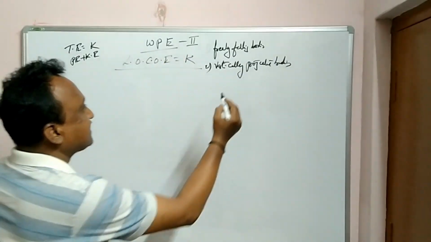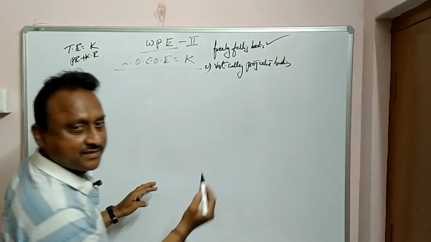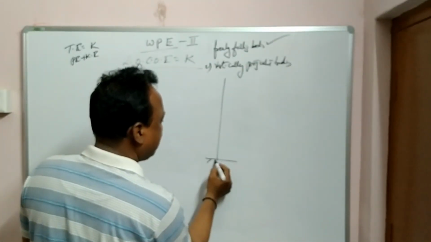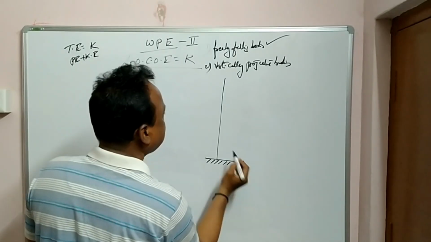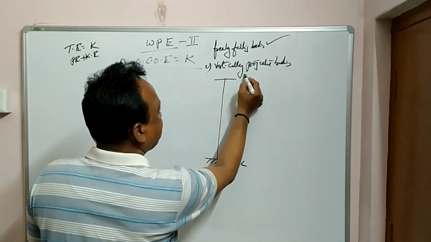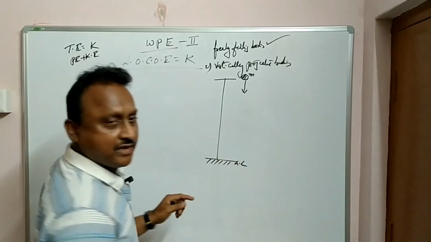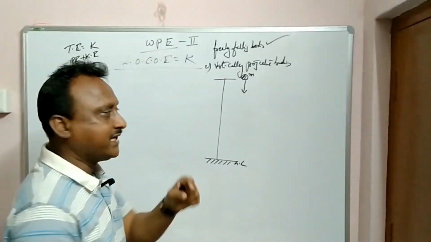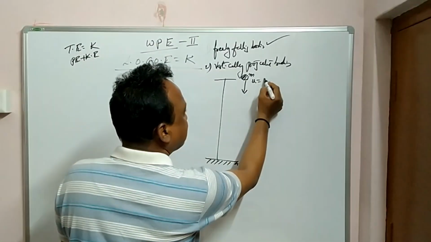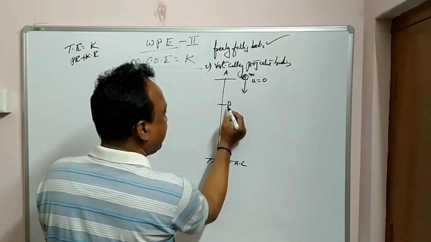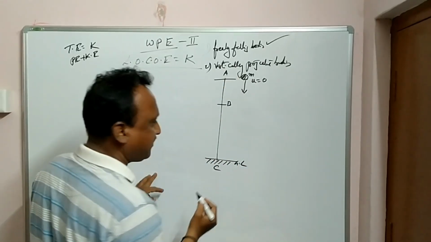So firstly we will discuss about freely falling bodies. In freely falling bodies, observe here, I'll draw a small figure. So let this be ground and let the body having mass m be falling freely. When any body is falling freely, the initial velocity is equal to 0 always. So let this point be A, an intermediate point B, and the lowest point, ground point, be C.